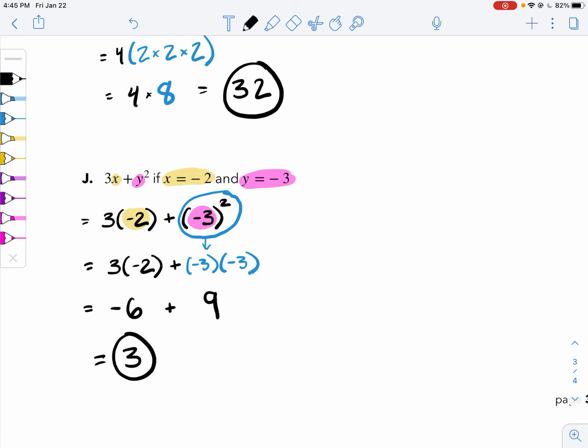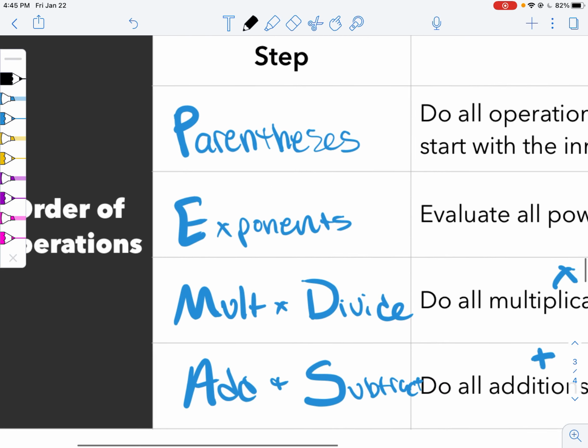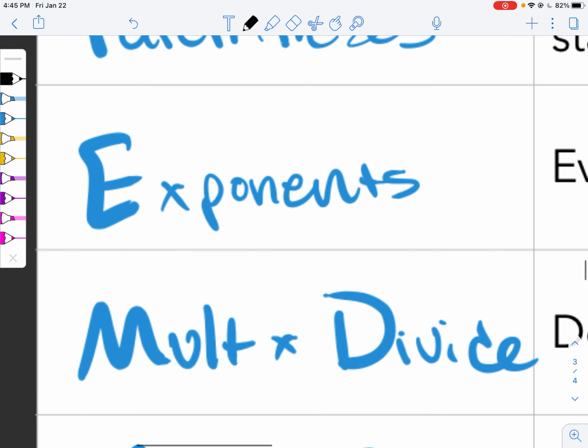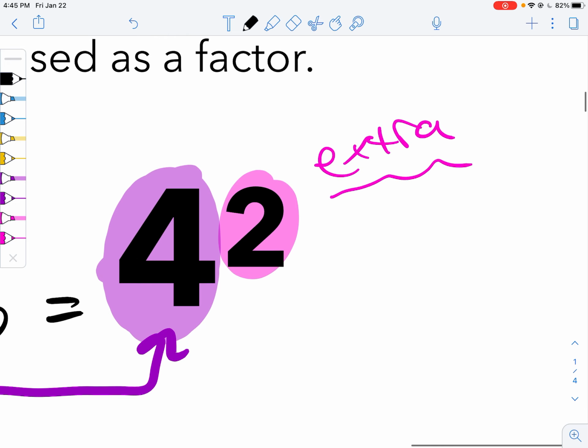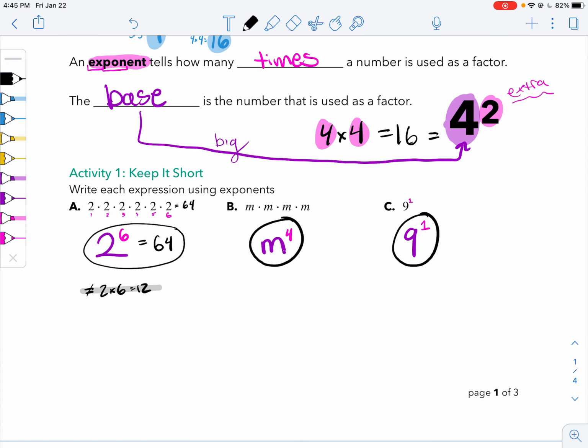That's how to make your life more simple. Use PEMDAS. And remember, with your exponents, the base is the big guy, the exponent is the extra, representing how many times you're multiplying that together. Have a great time on your homework.